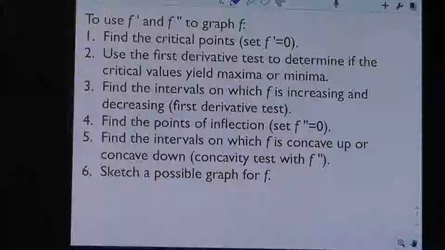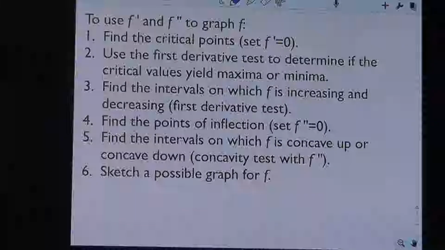Number 9 was concave up from negative infinity to 3 minus the square root of 105 over 12, and from 3 plus the square root of 105 over 12 to infinity. And it was concave down from 3 minus the square root of 105 over 12 to 3 plus the square root of 105 over 12. And number 11 was concave up from negative infinity to infinity.